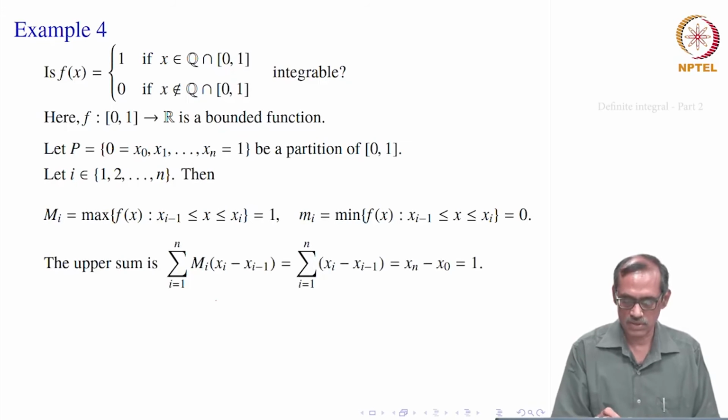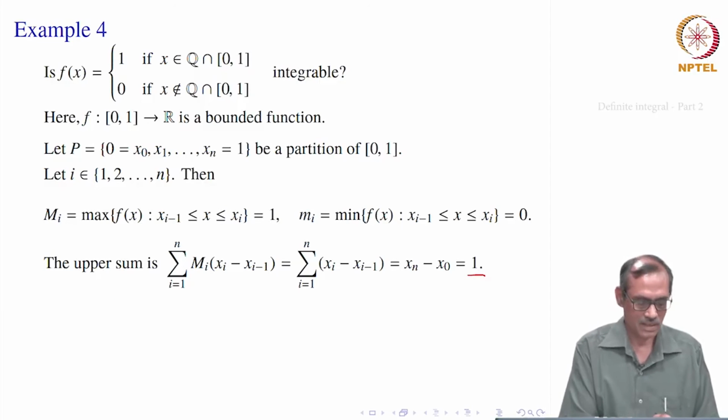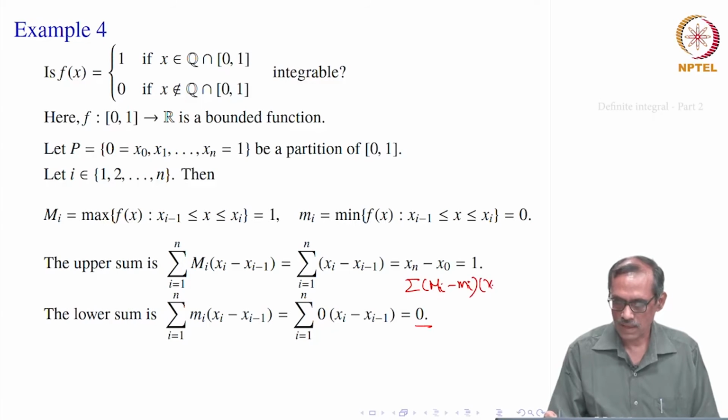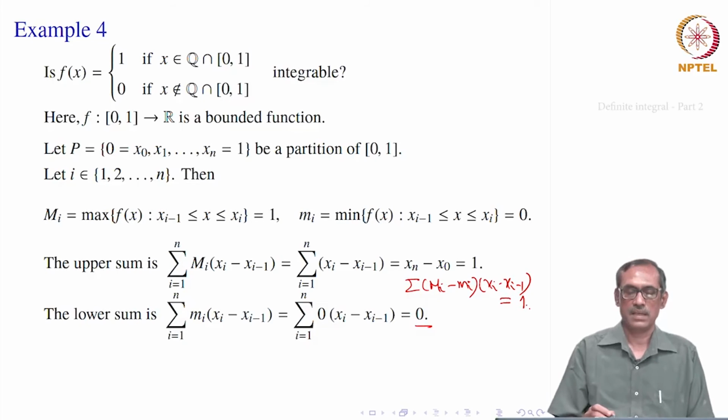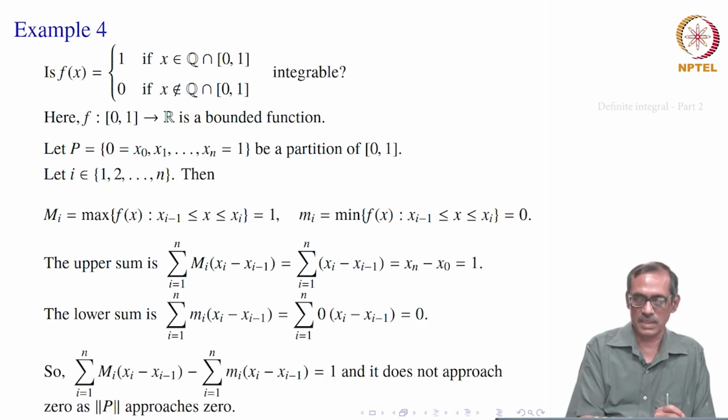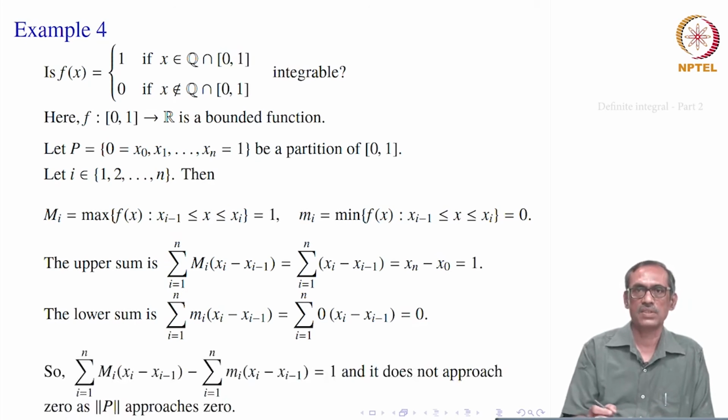So the upper sum is 1 and the lower sum is 0. If you take the difference, the summation of M i minus small m i times x i minus x i minus 1, that gives 1. Then in the limit it will never go to 0, because it is 1 everywhere. Therefore, it is not integrable as the norm of P approaches 0, whatever partition P you choose. So here is one function which is really not integrable.